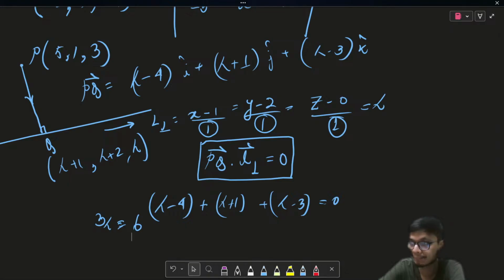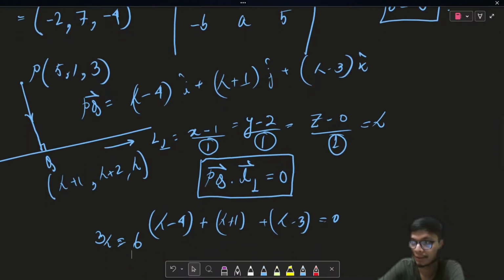I hope I'm doing this correctly. Okay, let me check again. So it should be lambda. Okay, so one more mistake. Okay, 5 comma 1 comma minus 3. So it should be lambda plus 3.